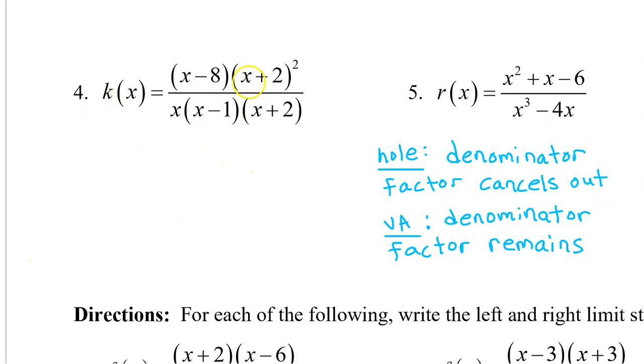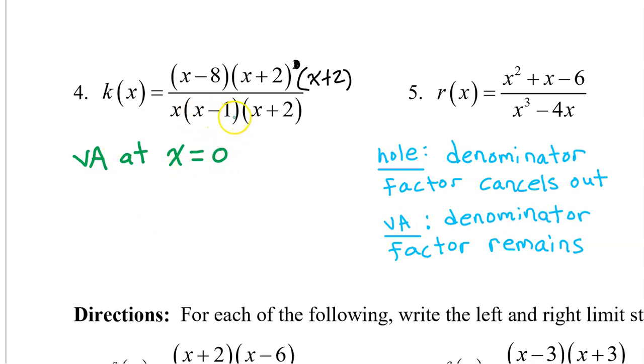Number 4, the x plus 2 squared in the numerator means that we have two factors of x plus 2. I think I will write it separately just for clarity. So we have x plus 2 times x plus 2. Now focus on the denominator. We have this one factor of x in the denominator that does not cancel out with anything. So because it remains, this will give us a vertical asymptote. A vertical asymptote at x equals 0.